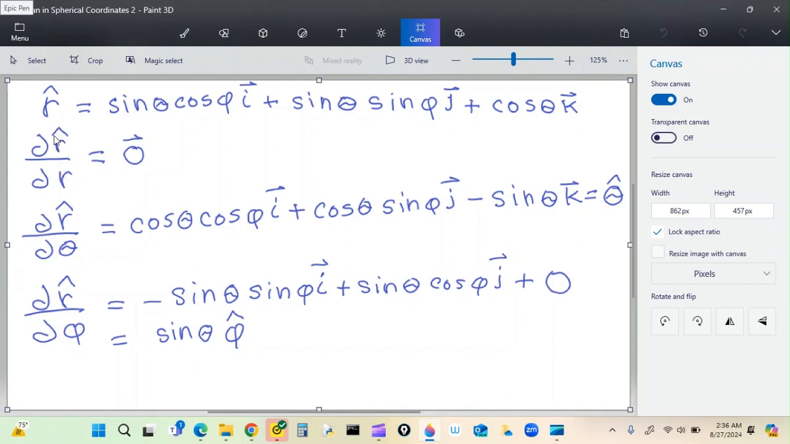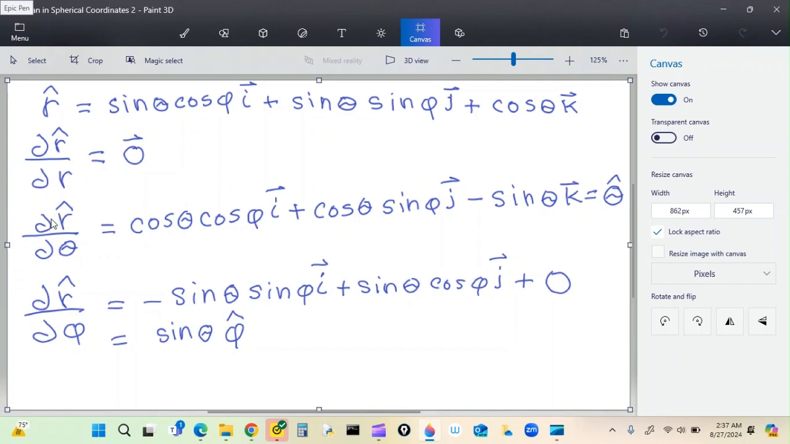So in this first one, the r hat, or r operator, there are no r values in here. So the change in r is simply 0. Now that does result in a vector. So you've got the i, the j, the k, so that's really a 0 vector.